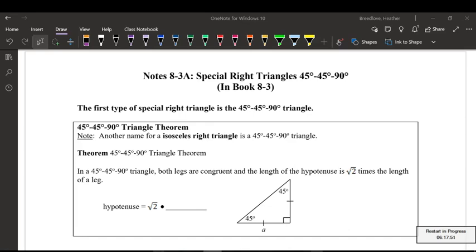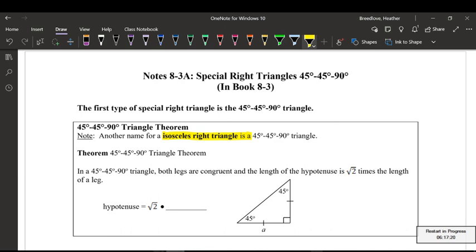All right, so this is special right triangles, the 45, 45, 90 triangle. So we've already been over whenever two of the angles are the same, that means also two of the sides will have the same length. So another name for a 45, 45, 90 triangle is an isosceles right triangle. Isosceles meaning two sides are the same, and right because one of the angles is 90 degrees.